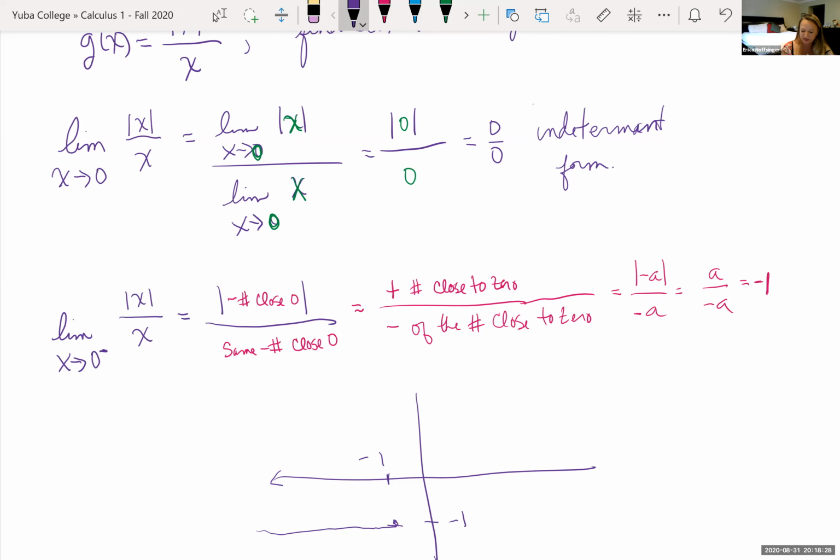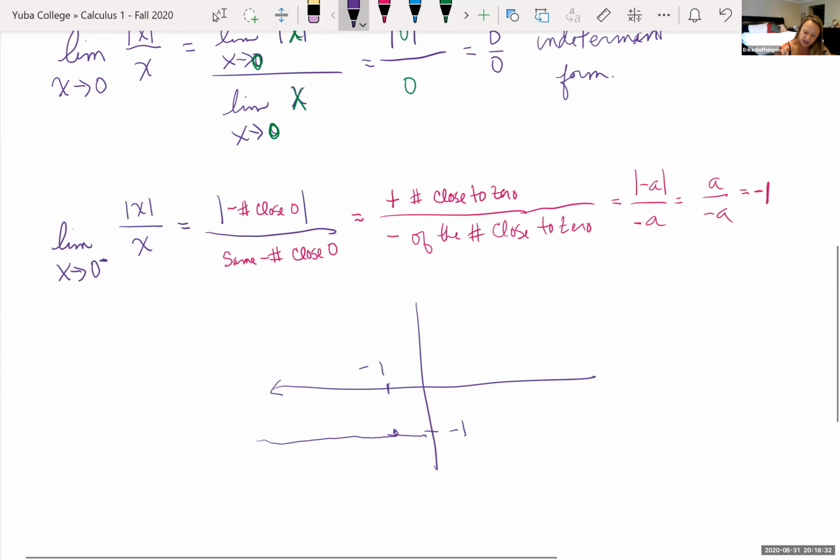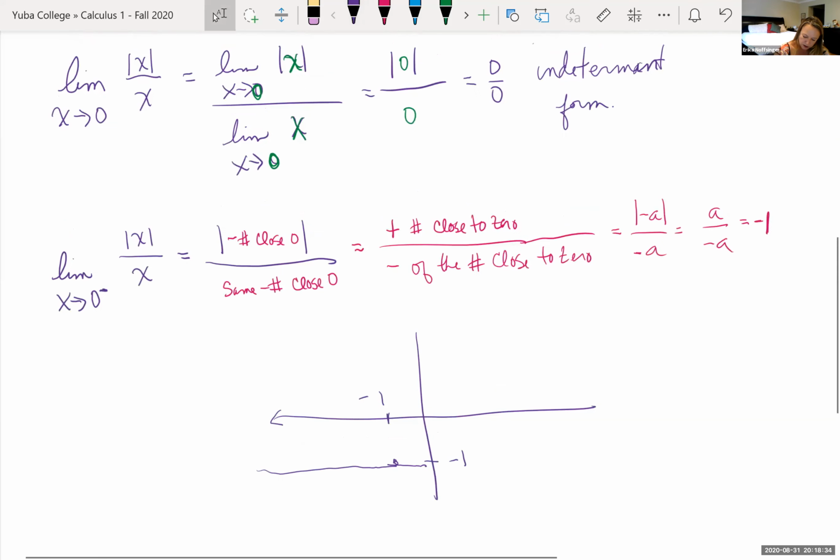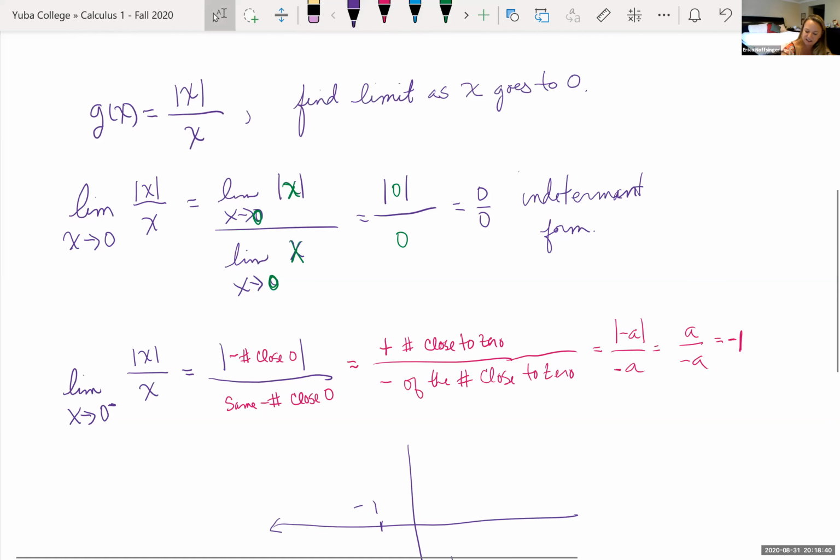What's going to happen at 0, though, I'm not sure, and then it's an open circle, right? We can say that it's undefined. We can't have 0 in the denominator, so we know it's undefined when x equals 0.